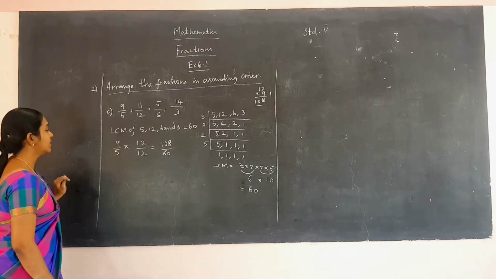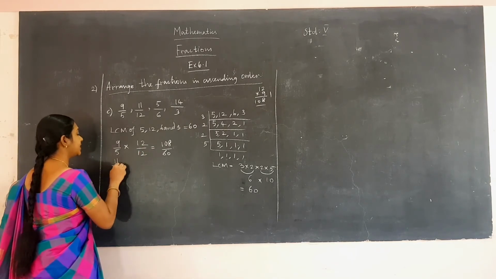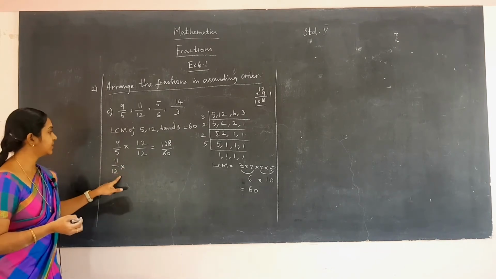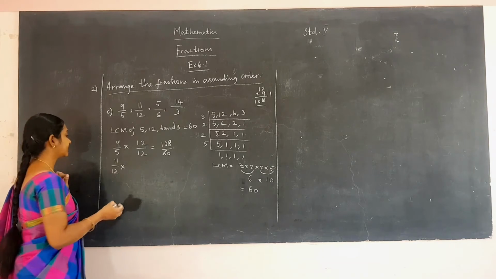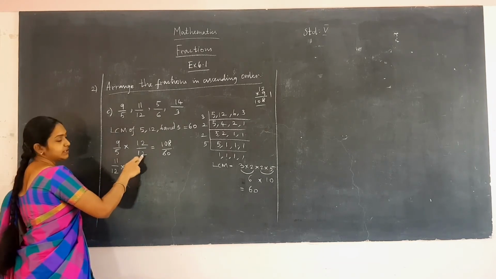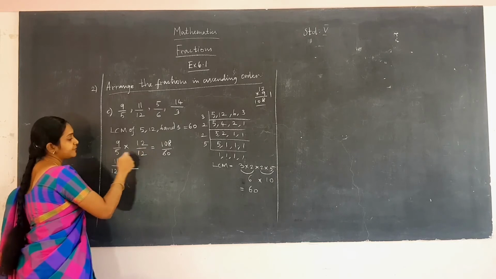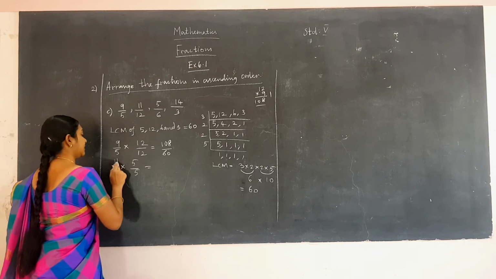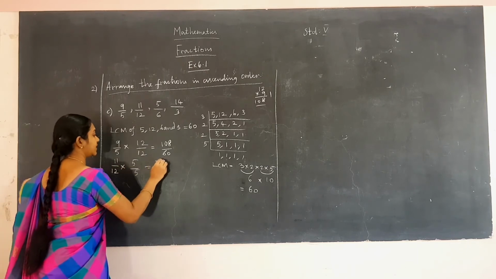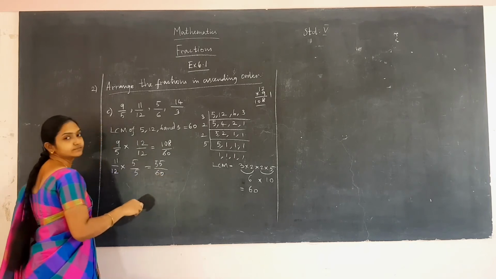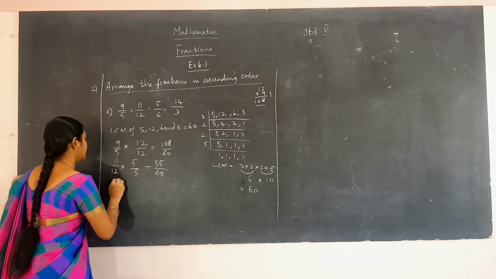Next, we have to convert 11 by 12. We have to multiply with a certain number to get 60. For 5, we have multiplied with 12. So, for 12, we have to multiply it with 5. 11 into 5 is 55. 12 into 5 is 60. Next, we have to convert 5 by 6.